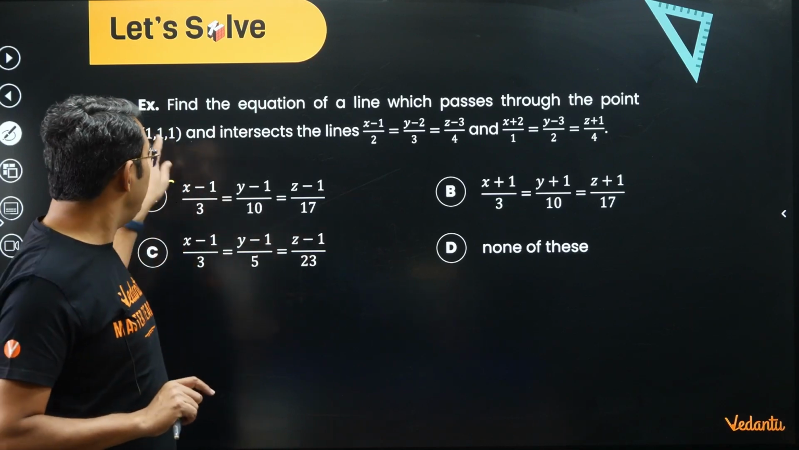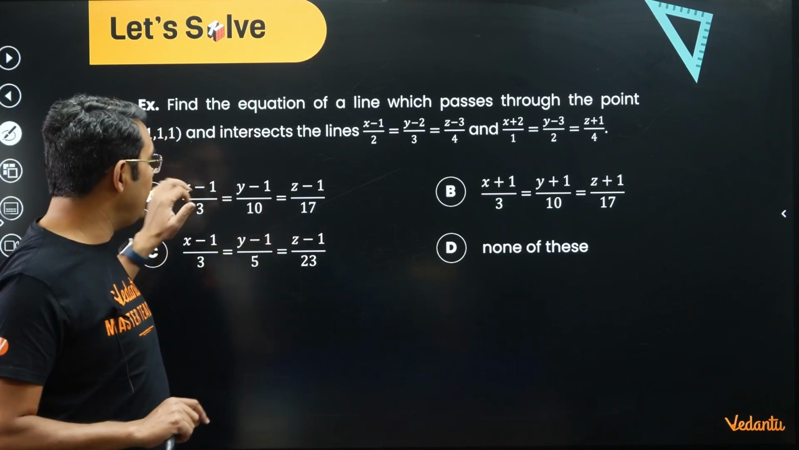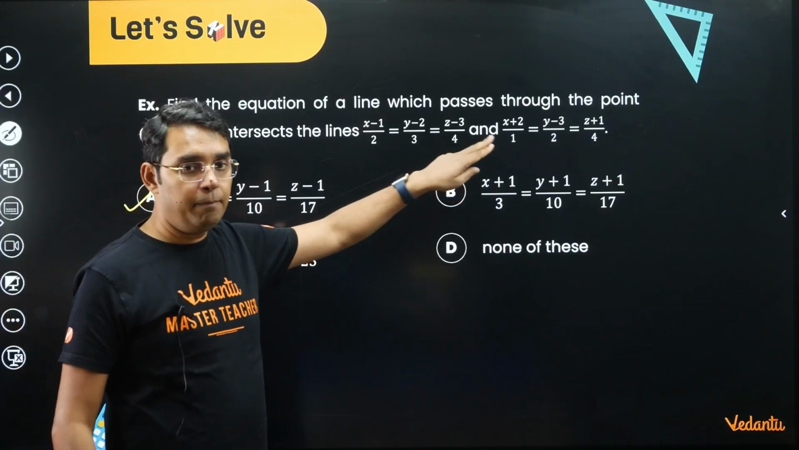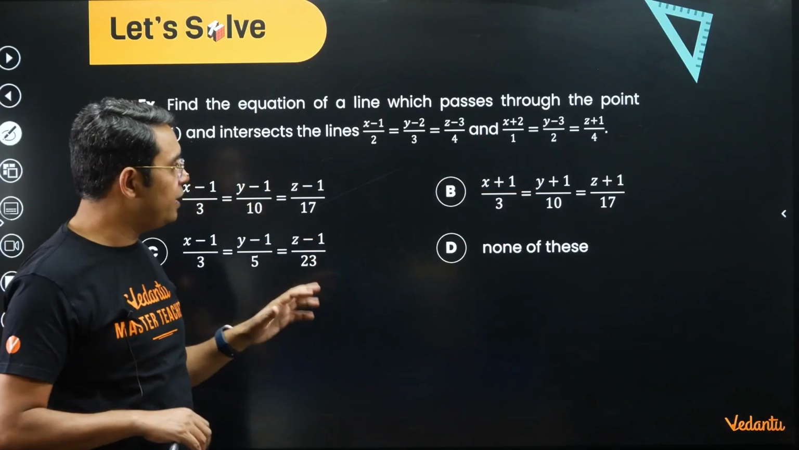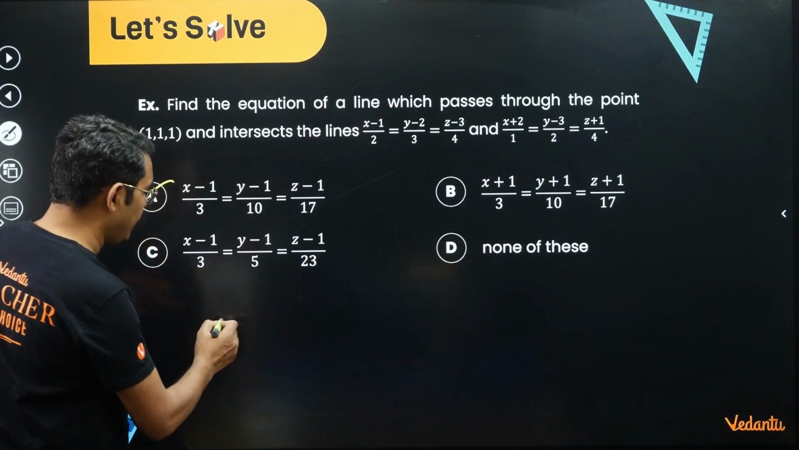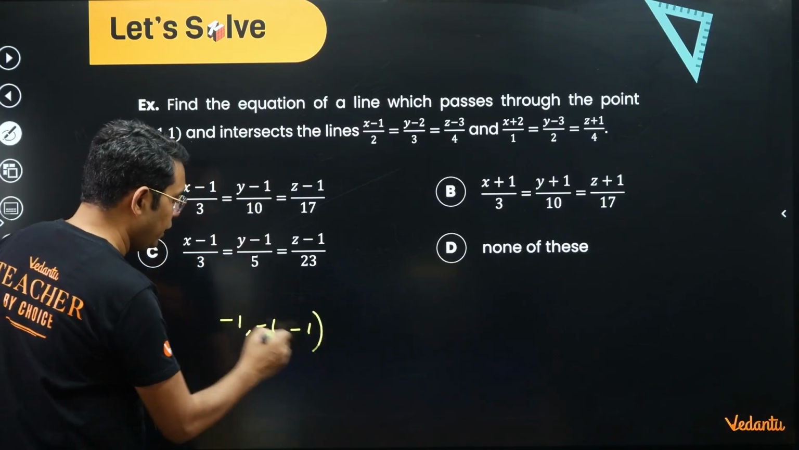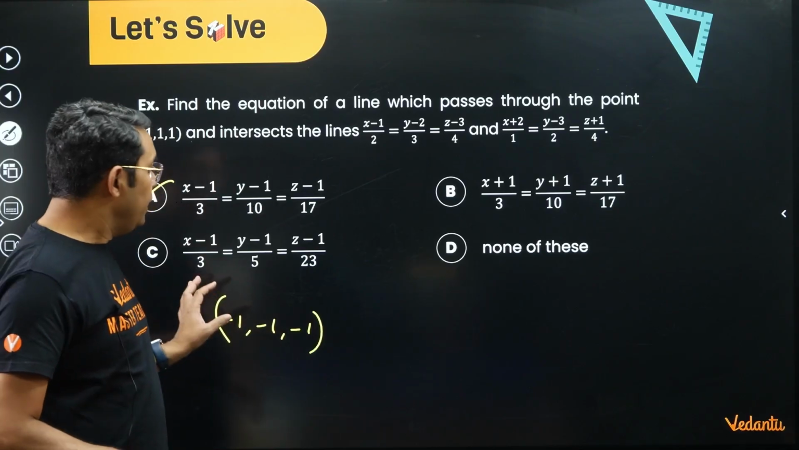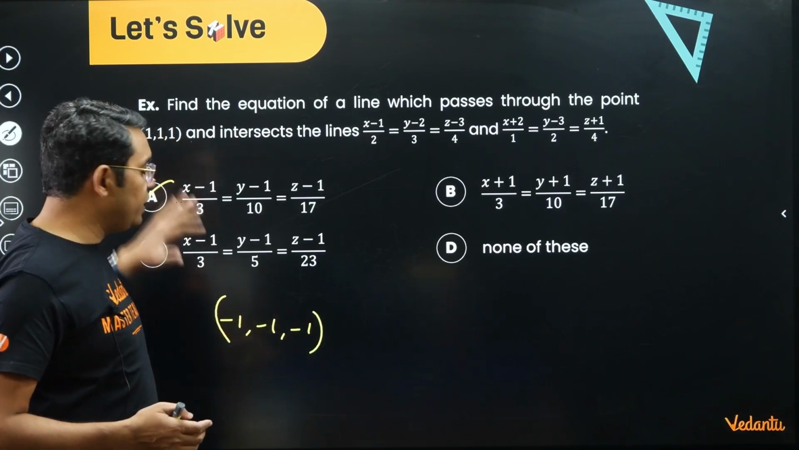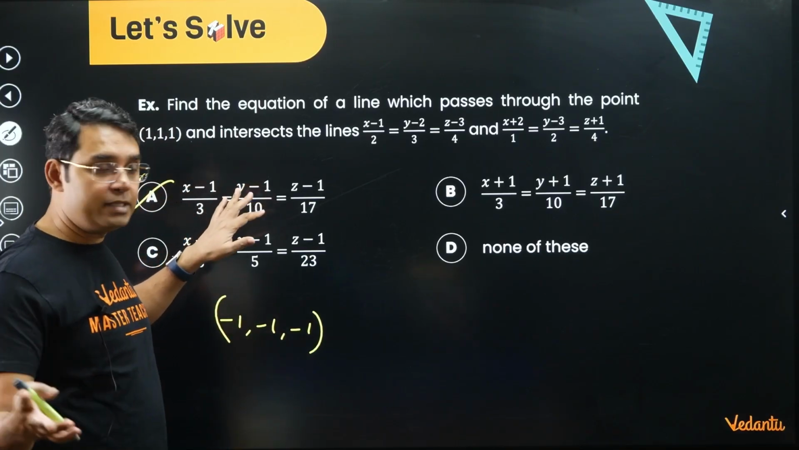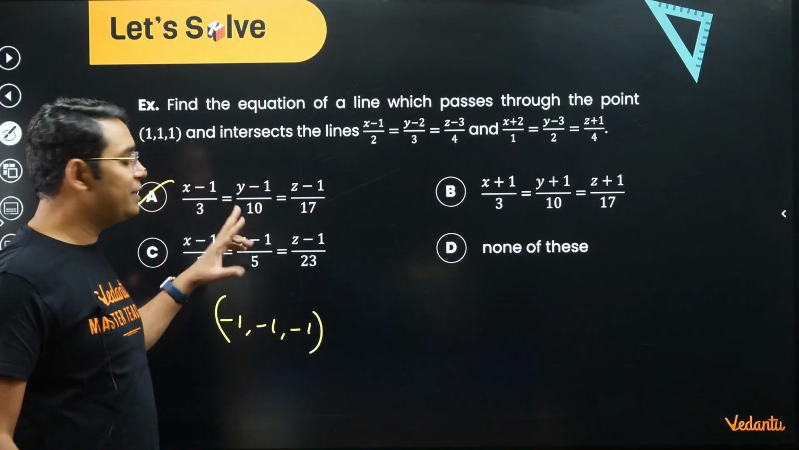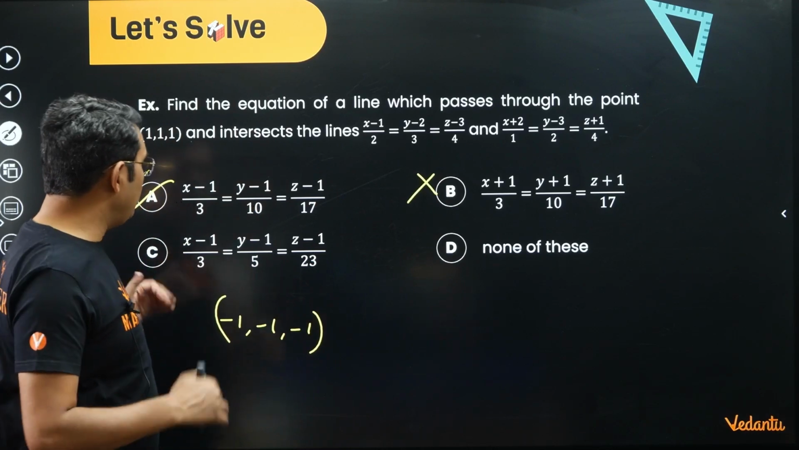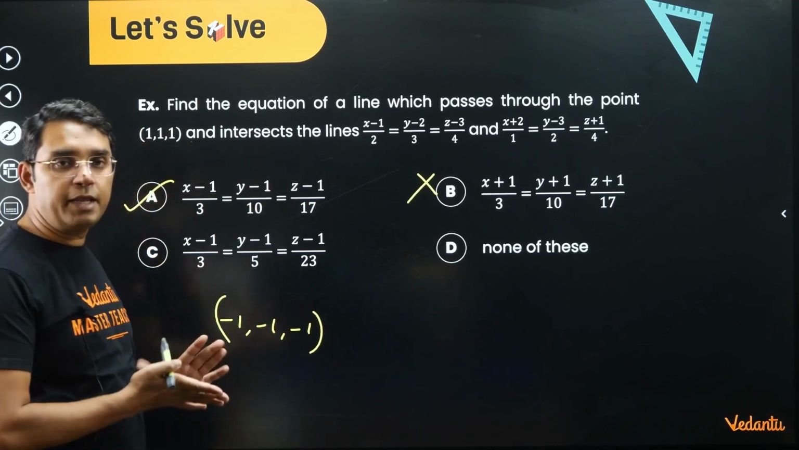But here you can see 1, 1, 1 is definitely the point lying on this line. If we consider this as an answer, this minus 1, minus 1, minus 1 should also lie on this line. But if you take the difference of 1, 1, 1 and minus 1, minus 1, minus 1, the difference will be 2, 2, 2, or you can say 1, 1, 1 in simplified form. So if these 2 points are lying on the same line, their direction ratio should be 1, 1, 1 and not 3, 10, 17. So that means this B is wrong. Okay, now you can go ahead and mark your answer as A for sure.